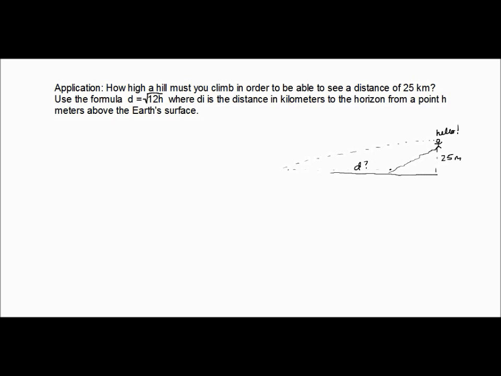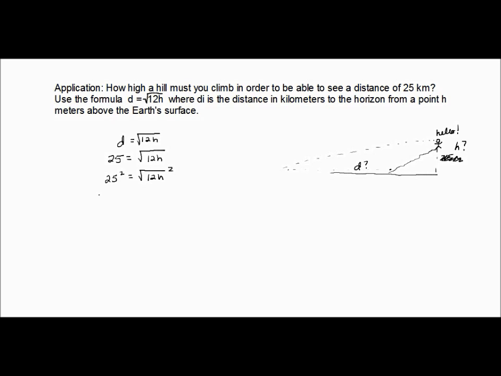Well, we've got this expression right here that d is equal to the square root of 12h for our horizon, and we're told that, oh, we're not 25 meters up. We want to ask how far up we are, right? So here we're told we want to see 25 kilometers to our distance. Well, so that means we're going to have to take the square root of 12h and set it equal to 25. And to get rid of the radical, well, we square both sides. So let's square 25. Let's square the square root of 12h.